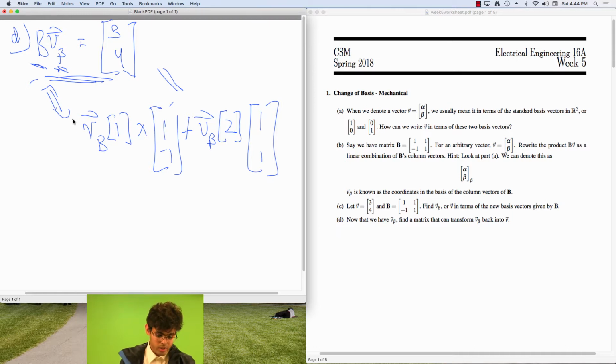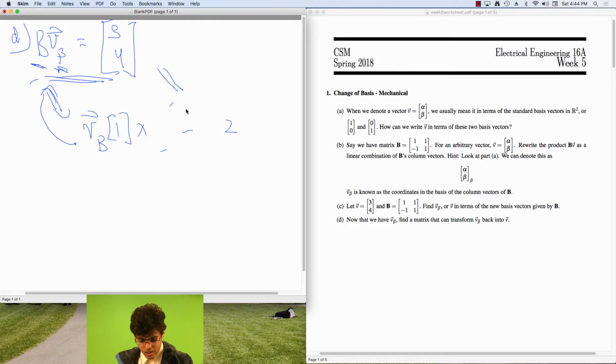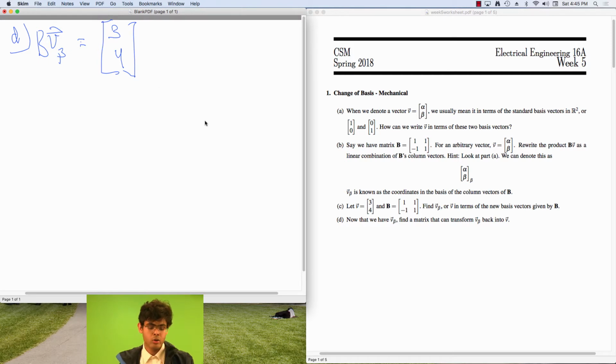So we took this sum, this linear combination, and we wrote it down as a matrix equation, and we said that B times VB should be equal to whatever vector we start with. In this case, it was 3, 4. It could be anything else. Now, part D is basically asking us to go in reverse. In part C, we went from V to VB. Now we have to go from VB to V.